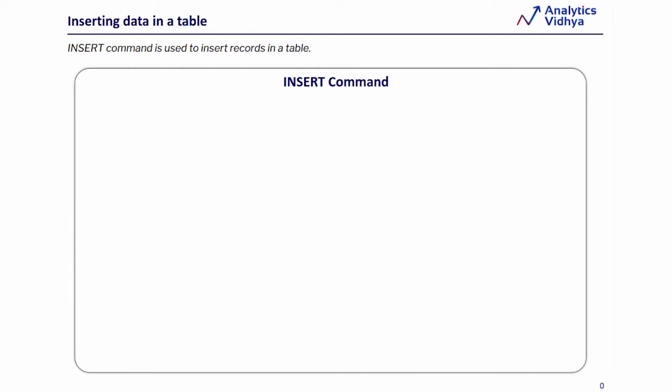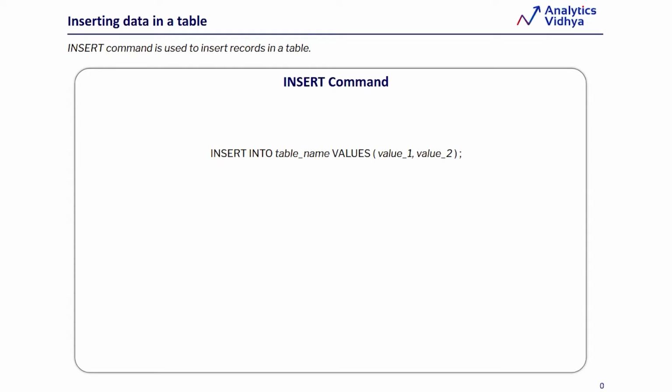If you want to insert records in a table, then you have to use the insert command. The syntax for it is very simple. Insert into table name, values, and then you provide the values for all the columns within the parentheses. This will add a new record to the table with the values for all the columns.